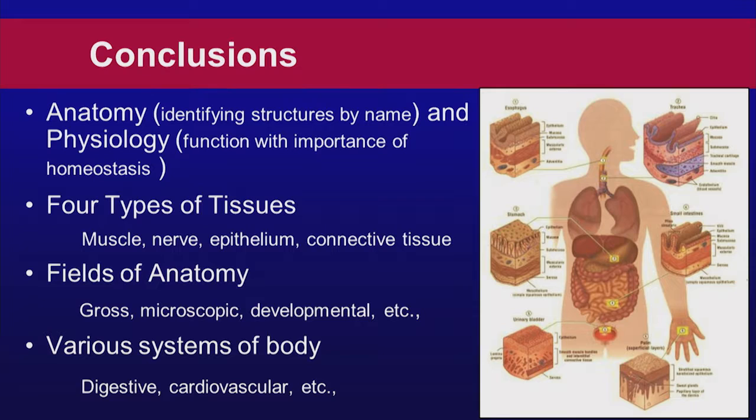So in conclusion, anatomy is identifying structures by name. And there's suffixes and prefixes. There's different positions that help in those naming. Physiology is function. An important part of that is homeostasis, the steady state, regardless of the external and internal environment, a steady state environment on the inside. There are four basic types of tissues, and we have different fields of anatomy: gross anatomy, microscopic, development, neurological, and then you have different body systems: digestive system, cardiac system, the different ones.